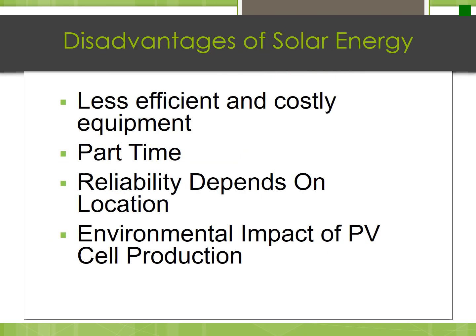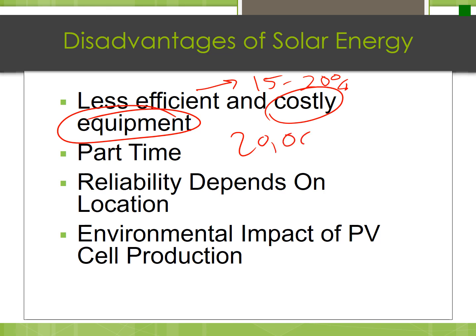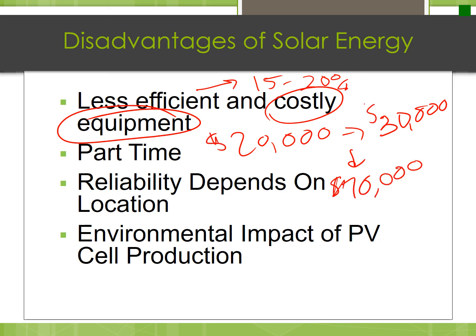There are still some disadvantages. First off, it is less efficient. Remember, the efficiency we are running at right now is 15 to 20%, and the equipment is extremely costly. To get solar panels on your house, you would need to invest about $20,000 at this time, and it can go up to $30,000. If you look at those Tesla solar roofs, where the solar panel is within the roofing material itself so you wouldn't need extra tiles, that is about $70,000 for a general house. So it is extremely expensive.